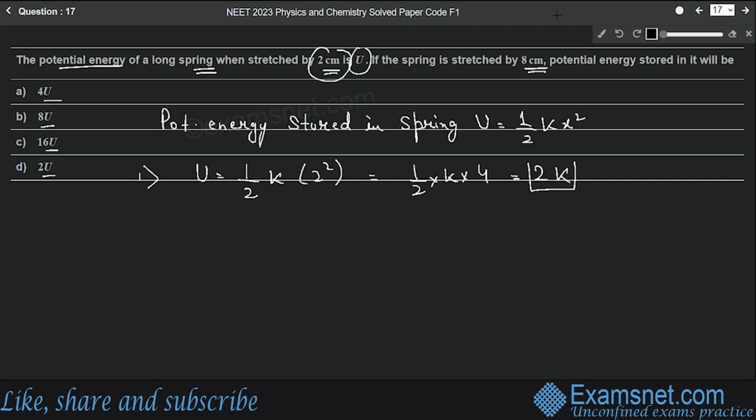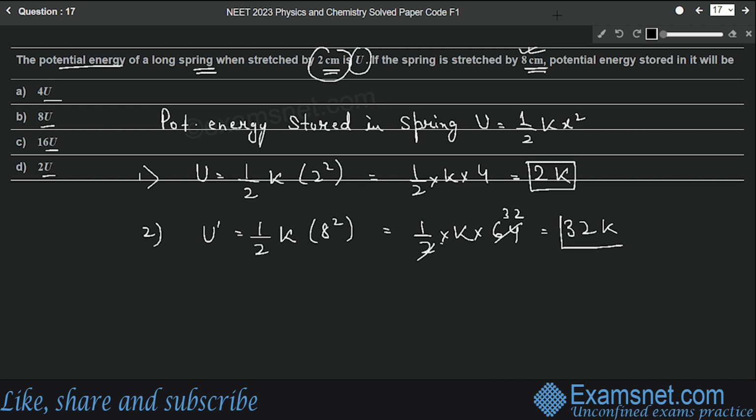So the initial potential energy is 2k. Now in the second case, let's say this time the potential energy is U dash. So that will be equal to half into K into 8 square, because in the second case it is stretched by 8 centimeter. So that will be equal to half into K into square of 8 is 64. So here we'll get 32. So that is equal to 32K.